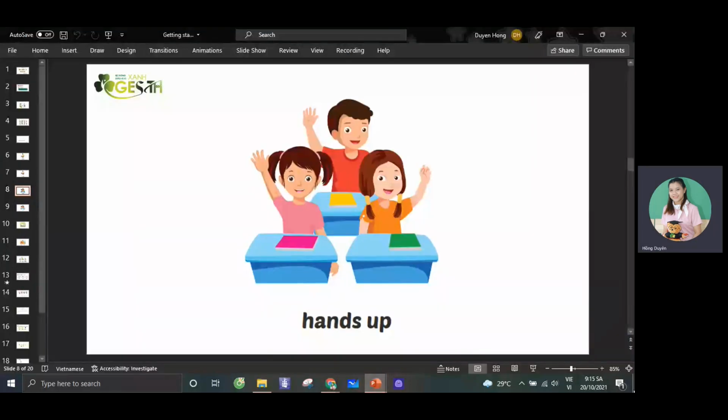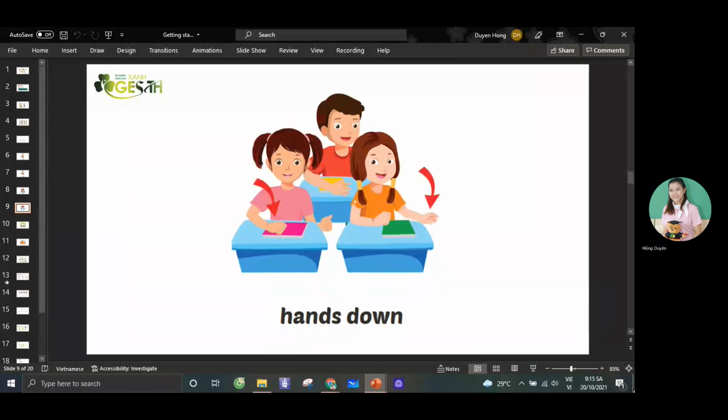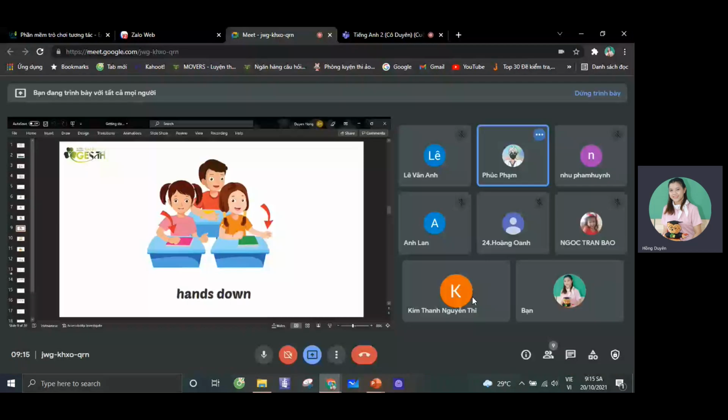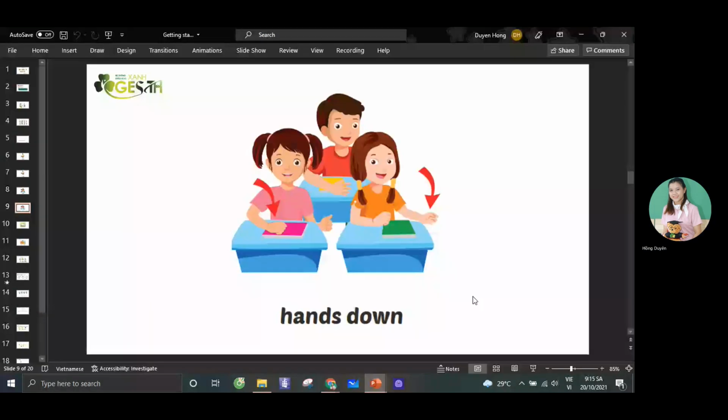Okay, hands up. Everyone, let's remember hands up. Hands up. All right. So, what can you see in the picture? Bike. Alright, hands down. Alright, hands down. Oh, good. Hands down. Oh, good. So, what can you see in the picture?